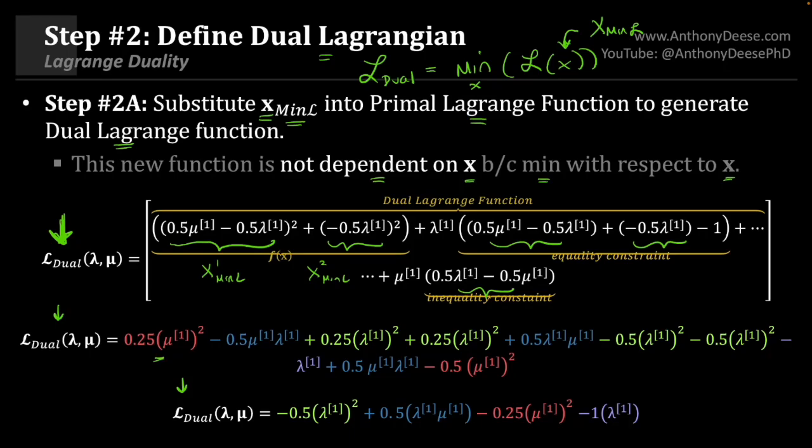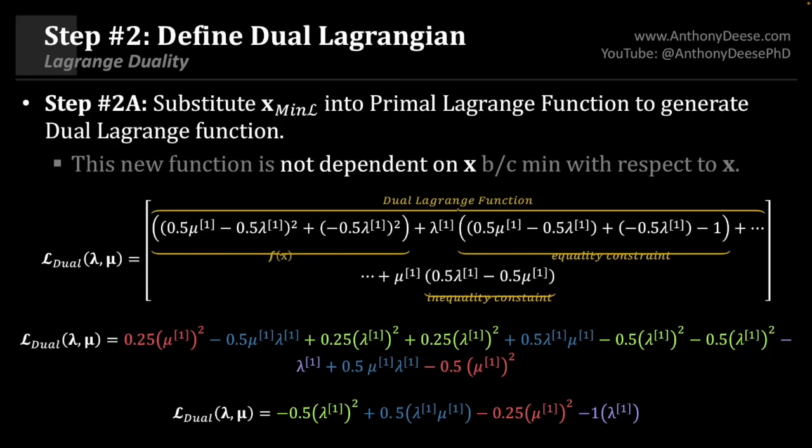I used the red to identify the terms associated with mu1 squared. I used the green for lambda 1 squared. I used the blue for the terms that are associated with the product of mu1 and lambda 1. And the purple is just lambda 1 by itself. Anyway, when you combine all these terms together and simplify, you end up with a dual Lagrange function that's equal to negative 1/2 lambda 1 squared, positive 1/2 lambda 1 mu1, negative 1/4 mu1 squared, minus lambda 1. Okay, so this is our dual Lagrange function, which represents the primal Lagrange function minimized with respect to x, and so now our x falls away.